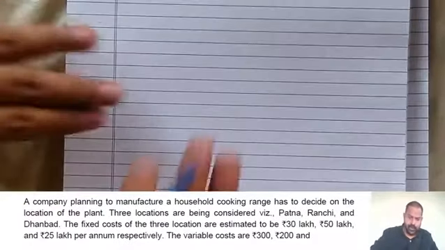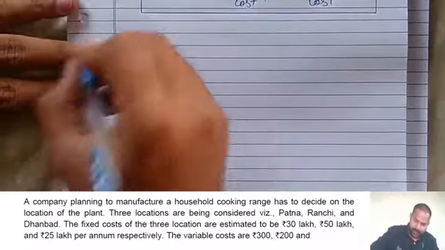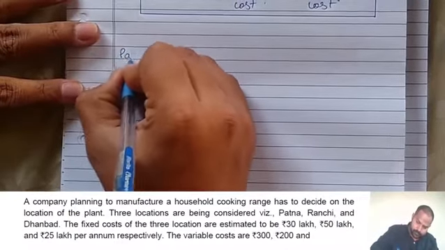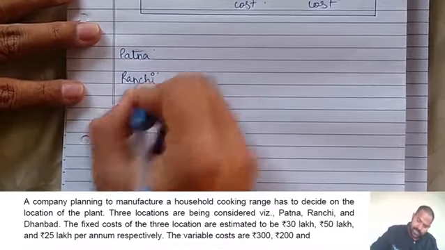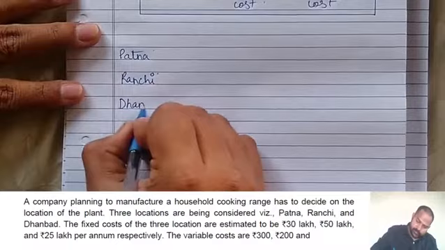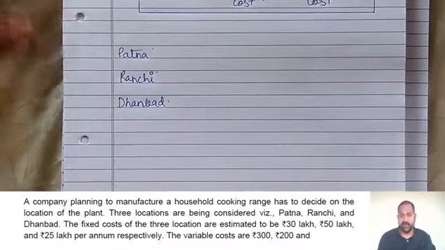So let me write down the 3 locations first, and the 3 locations are Patna, Ranchi and Dhanbad. So it's Patna, Ranchi and Dhanbad.